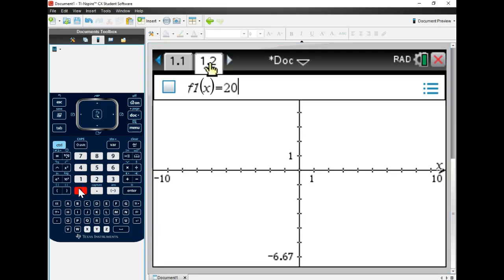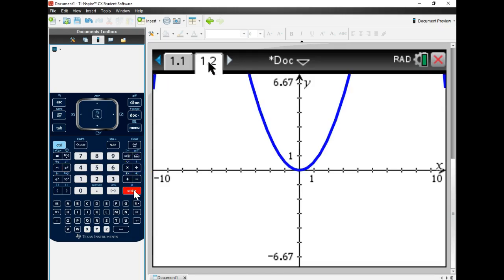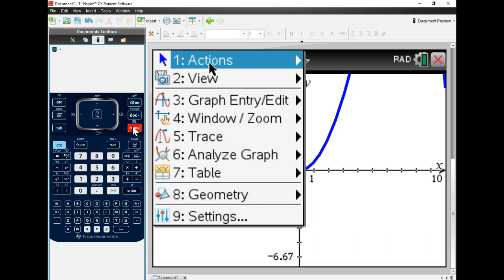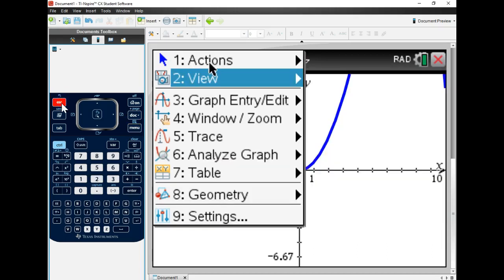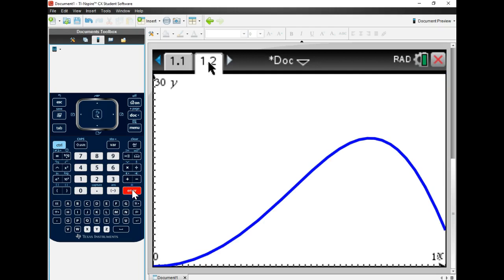So I can still type this 20 sine, look at that, I remembered that this time, x squared over 35, and that gives me a function. It's kind of a cool looking function. Maybe I want to change my window a bit. I want to look at this between 0 and 10, and let's get rid of that nasty looking number. Let's call that 0, and let's go up to 30. I don't know if 30 is a good number. It is. You didn't have to change the window, but I like to be able to see the graph.